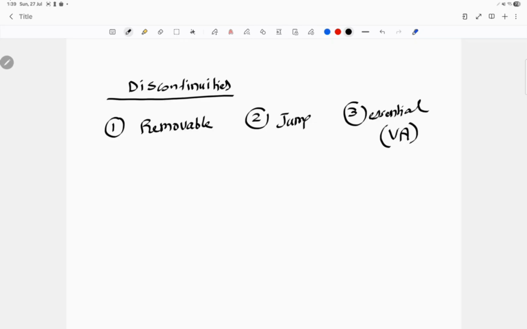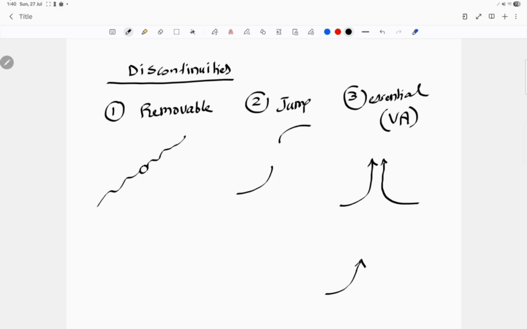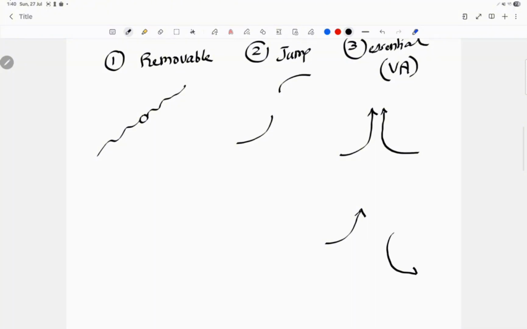So if it's removable, it's going to appear as one graph with a hole in the graph. If it's jump, it's going to basically be two graphs that are disconnected from each other. If it's a vertical asymptote, that means that they're going to be afraid of touching a vertical line. They could look like this, or they could look like this. Afraid of touching a certain vertical line in the middle.